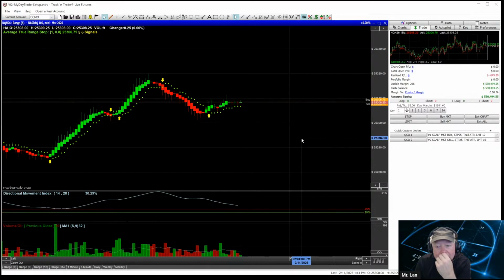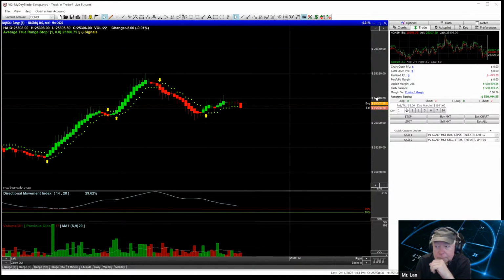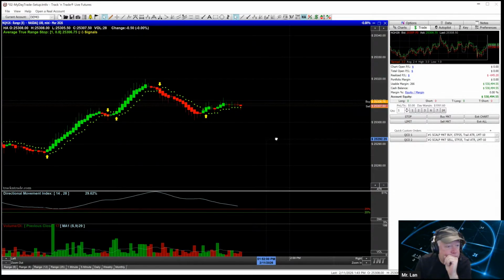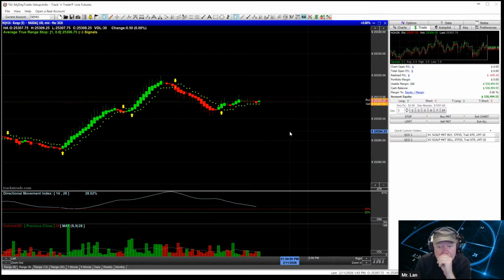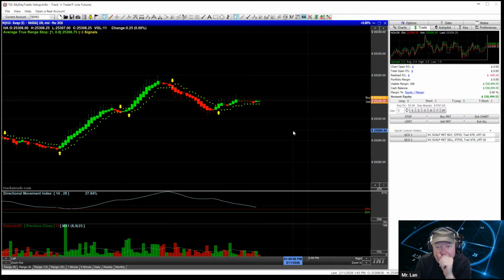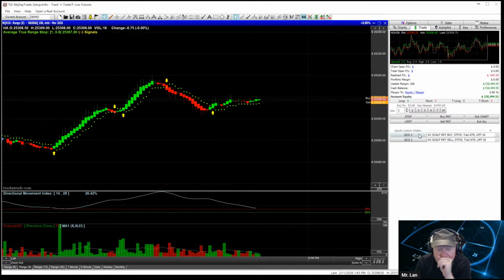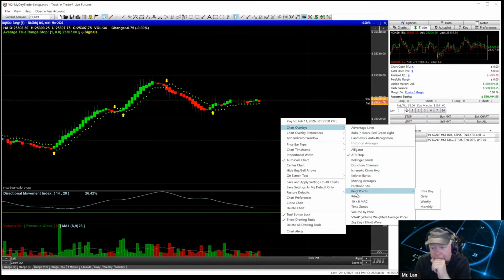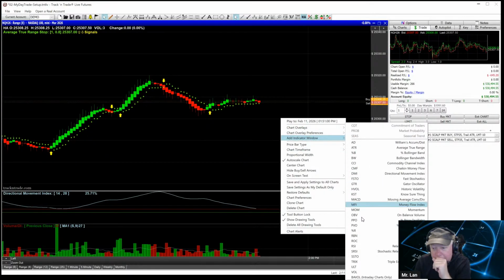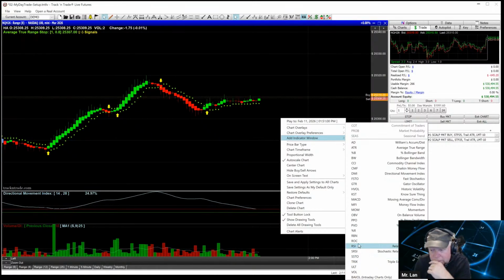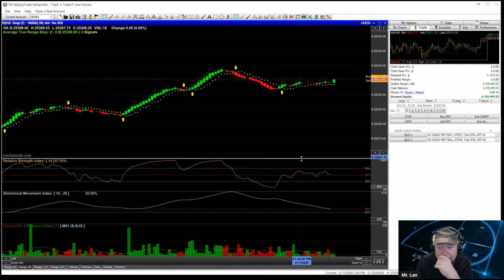Now what? It's choppy, choppy, choppy again. Too choppy, too choppy. Where'd our indicator go? Chart overlay, add window. We want RSI. Let's look at RSI. It's dead. It's in the center.